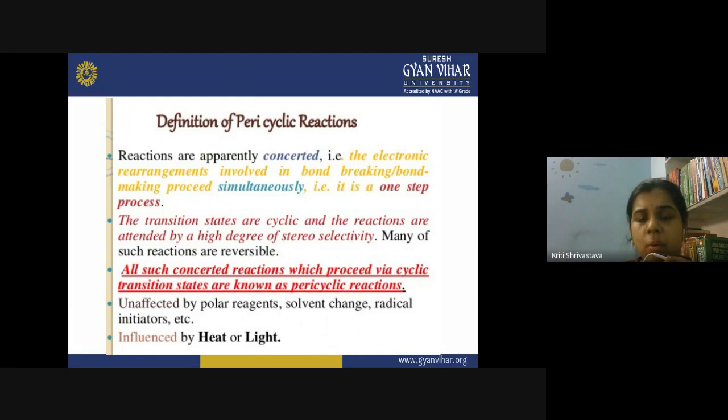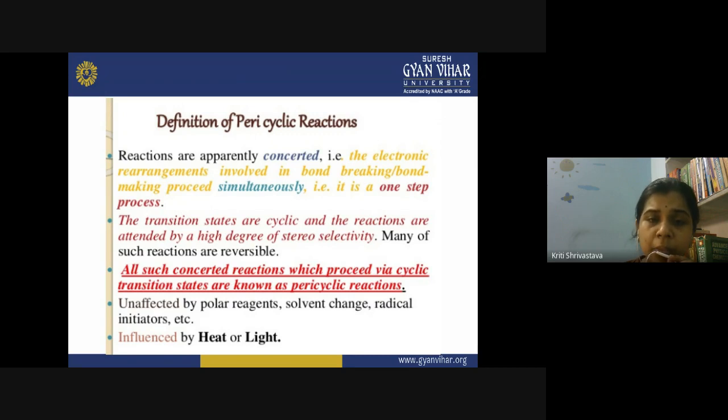All categories of pericyclic reactions are concerted and they involve a cyclic transition state. So the electronic rearrangements involved in the bond breaking and bond making proceed simultaneously. There is simultaneous breaking of bond and formation of bond. So they are one-step processes and we call it a concerted reaction.